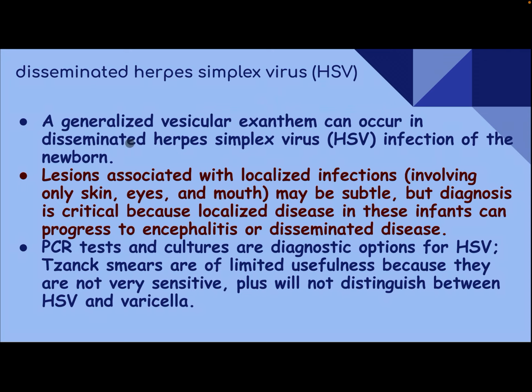Disseminated herpes simplex virus. A generalized vesicular exanthem can occur in disseminated herpes simplex virus infection of the newborn. Lesions associated with localized infection involving only skin, eyes, and mouth may be subtle, but diagnosis is critical because localized disease in this infant can progress to encephalitis or disseminated disease.